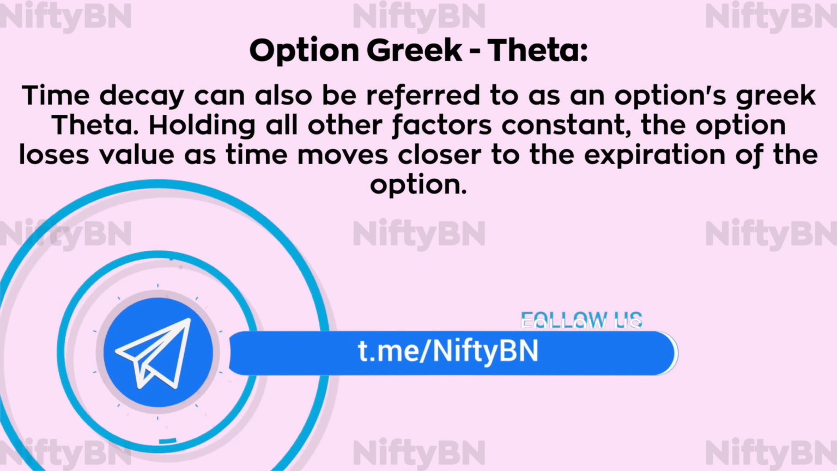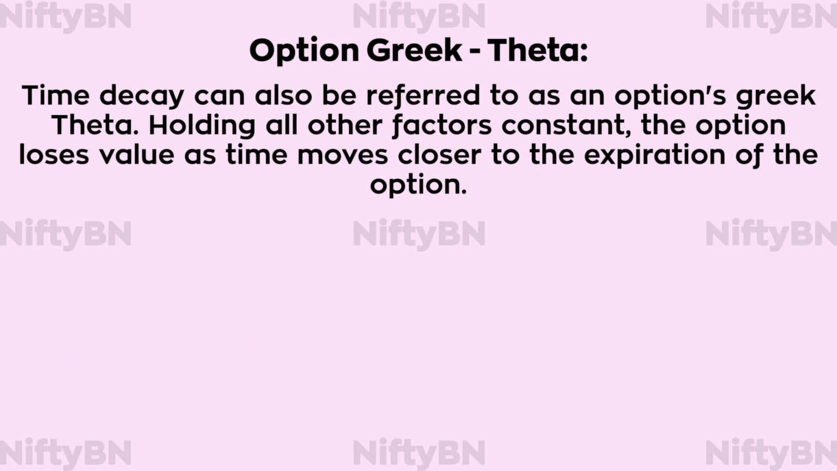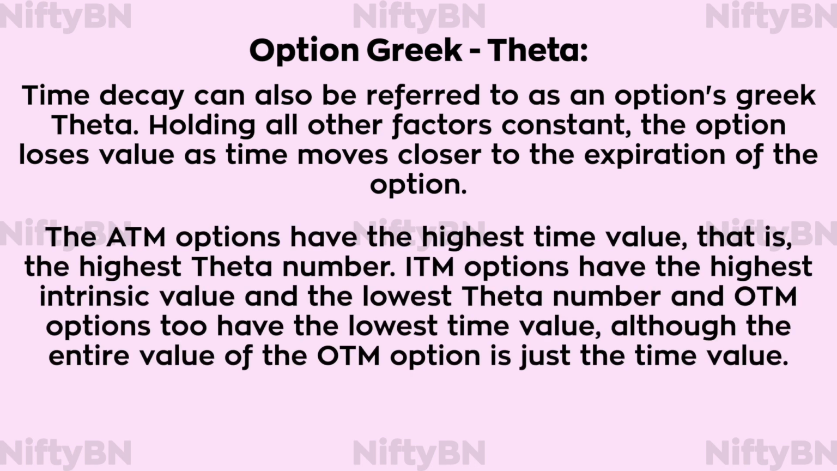Time decay can also be referred to as an option's Greek theta. Holding all other factors constant, the option loses value as time moves closer to the expiration of the option. The at-the-money options have the highest time value, that is, the highest theta number. In-the-money options have the highest intrinsic value and the lowest theta number.